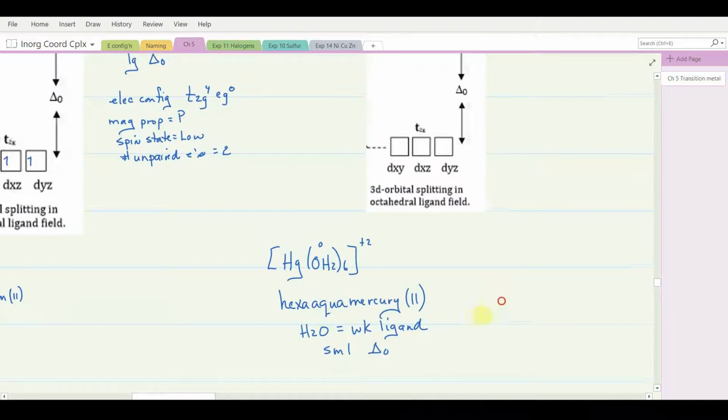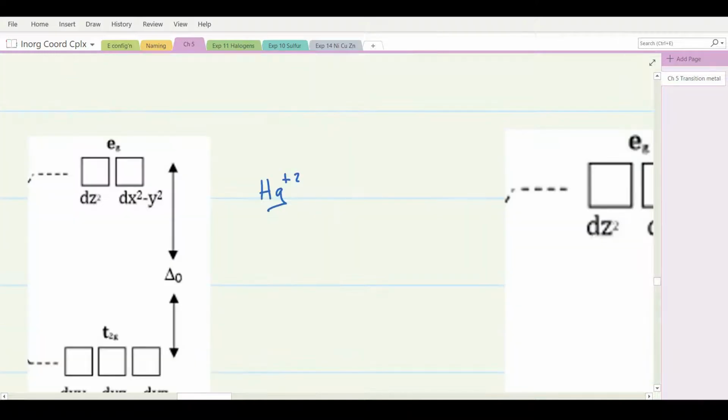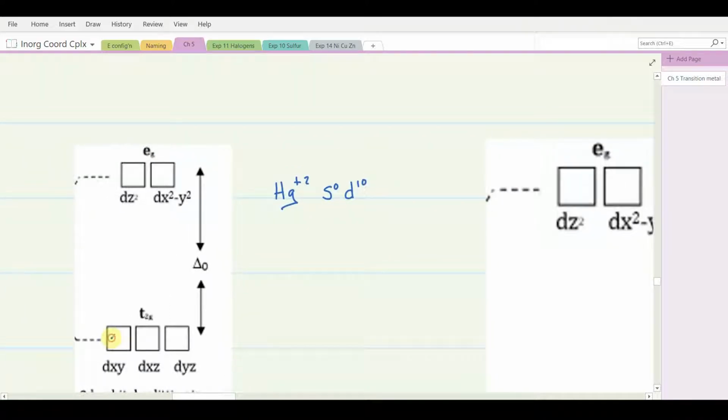Next, we need to figure out the electron configuration of the metal cation. So mercury +2, s0 d10. So the electrons, regardless of what kind of ligand is involved, whether it's small or large, are going to fill all 5 d orbitals. The electron configuration will be written as t2g6 eg4, 6 plus 4 is 10.